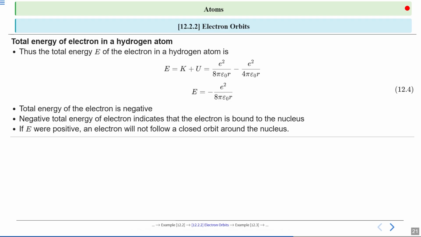If the total energy E were positive, okay, the electron would not stay in the closed orbit around the nucleus. It would escape. So negative energy is what keeps the electron in its orbit.